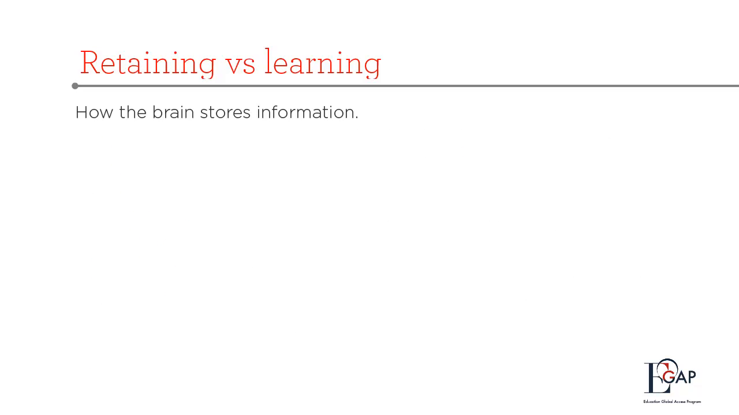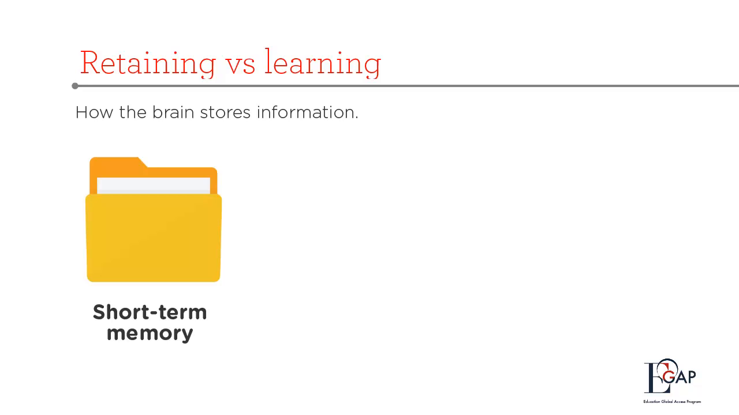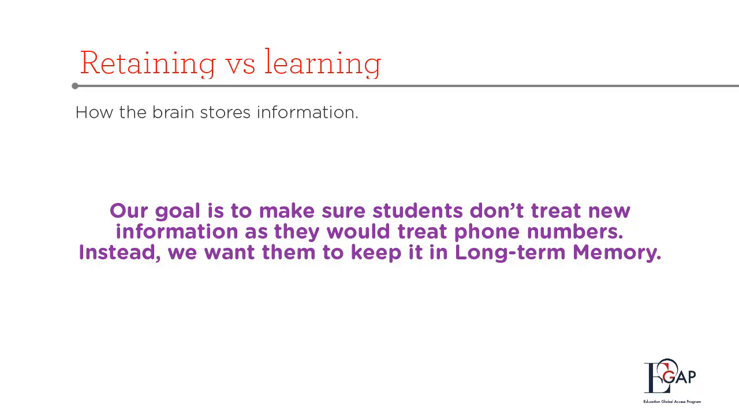You've already learned a bit about how the brain stores information. Remember that it is possible to retain information in the short-term memory without actually learning it. For example, you can remember a phone number just long enough to dial it, and then forget that number as soon as it is no longer useful to you. Our goal as teachers is to make sure our students don't treat the information we're teaching them like a phone number. We want them to keep that information in their long-term memory. In other words, we want them to learn.